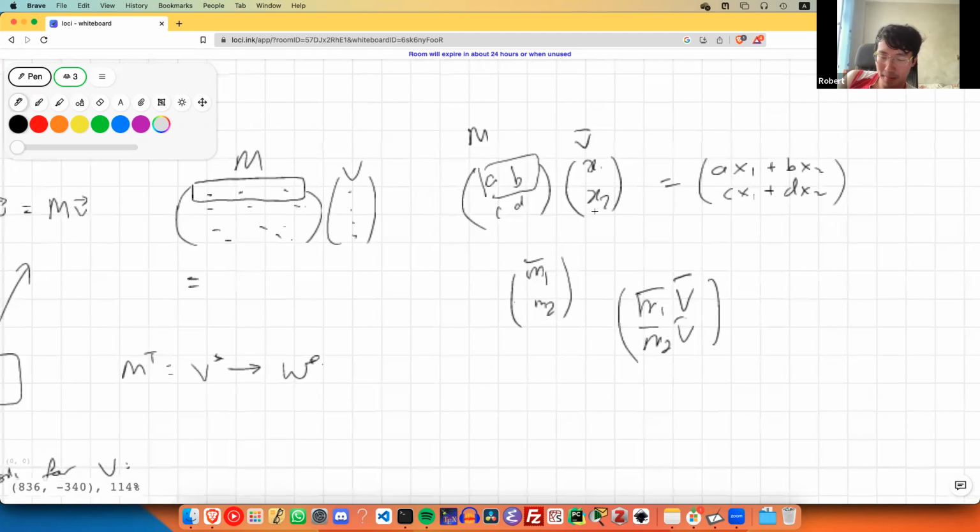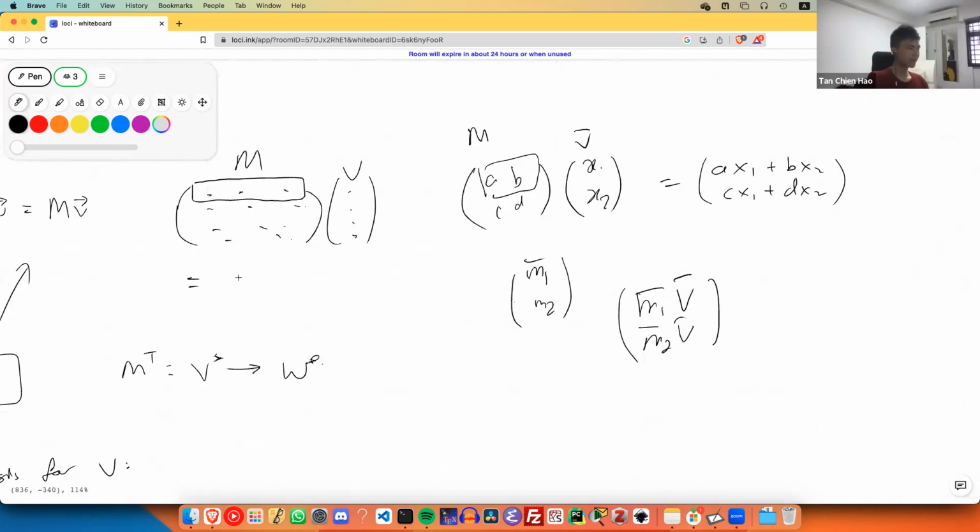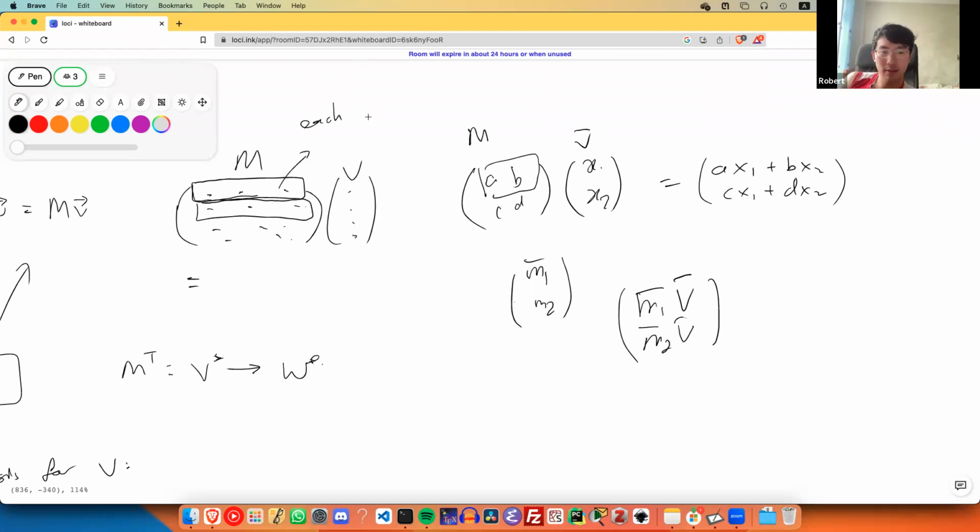We can think of the rows of the matrix M, each row, as a dual vector. That's why it kind of makes sense, because it does turn into a scalar: M1 V is a scalar.